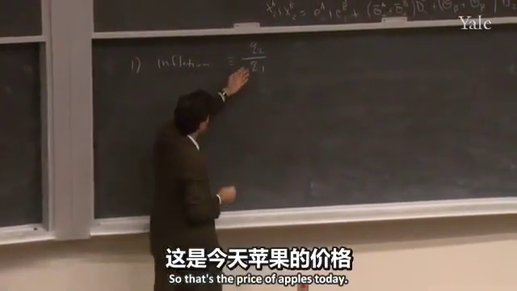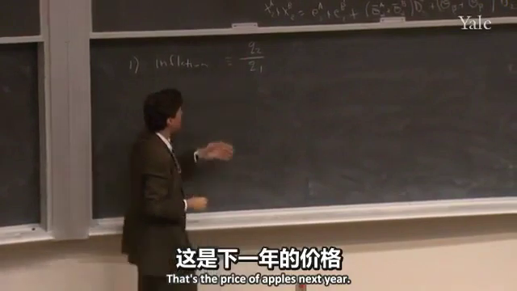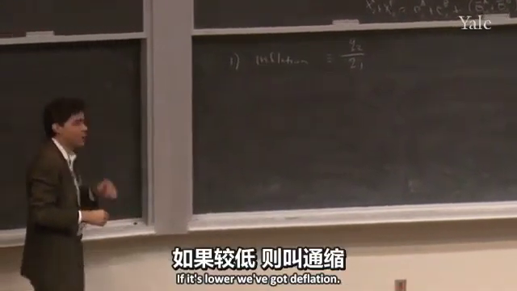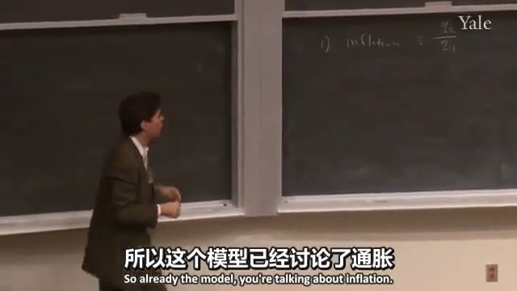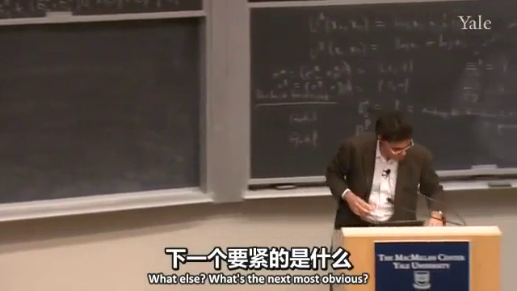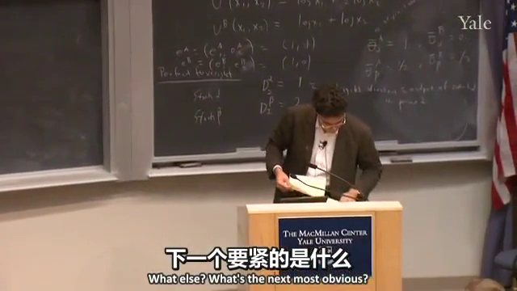Right? So that's the price of apples today. It's the price of apples next year. If the price of apples next year is bigger than this year, we've got inflation. If it's lower, we've got deflation. Okay, so already the model, you're talking about inflation. Okay, what else? What's the next most obvious?